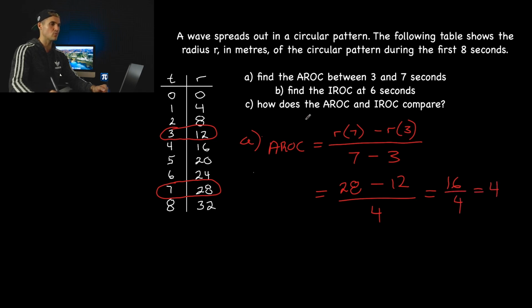And then be careful with your units. The r is in meters, we're told, and the time is in seconds, so this would be meters per second. That would be the answer for part A. The average rate of change between 3 and 7 seconds is 4 meters per second.